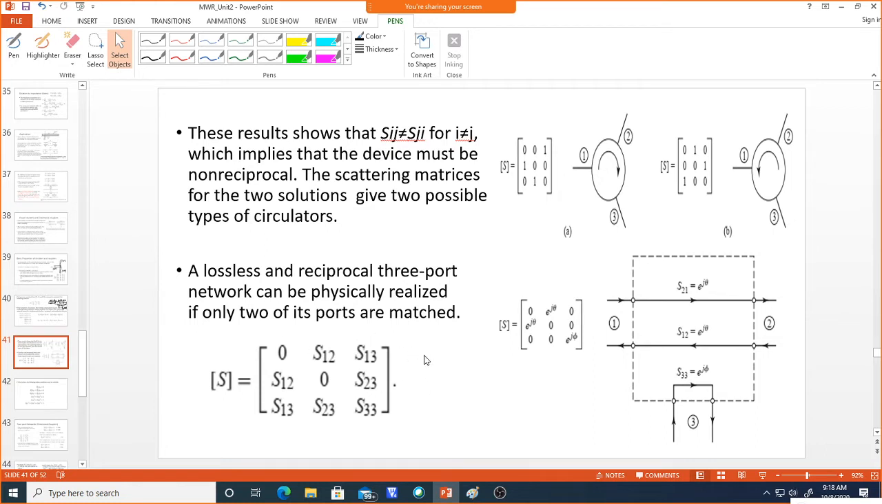Now if I take one port unmatched and want to achieve the lossless condition: a lossless and reciprocal 3-port network can be realized only when two ports are matched and the other port is not matched. That means one of the ports should not be matched, so that we can achieve both lossless as well as reciprocal. Okay, so if you achieve that condition, then you can represent the matrix form like this.